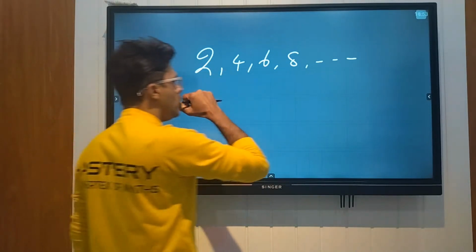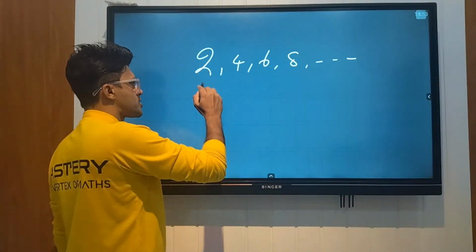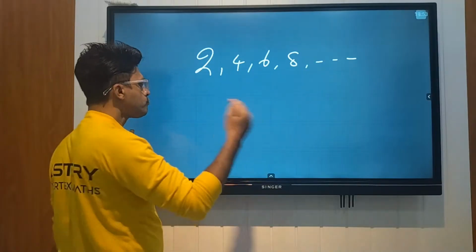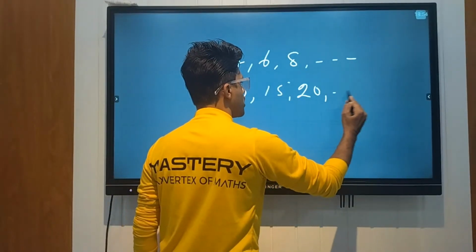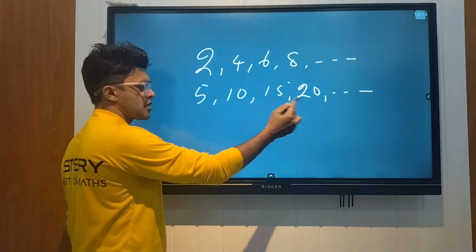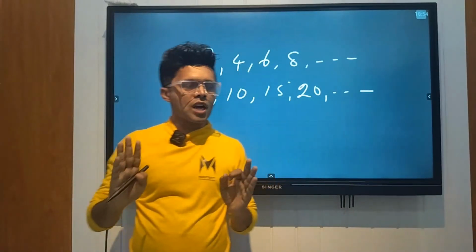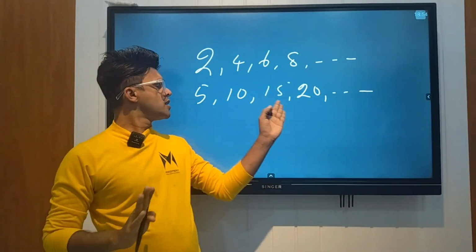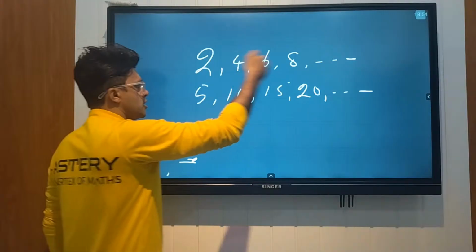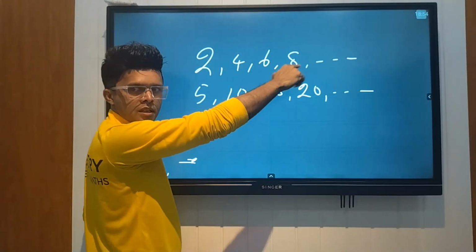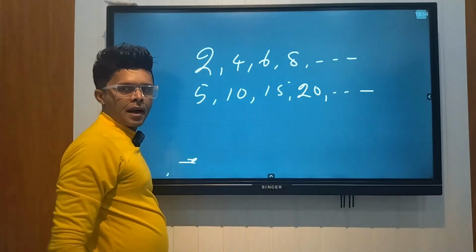A certain pattern can be seen. First term, second term, third term, fourth term, and so on. Think of this one: 5, 10, 15, 20, 25, and so on. So now I have taught you about terms. These are terms, and these are number patterns.